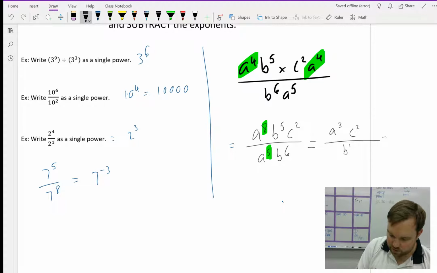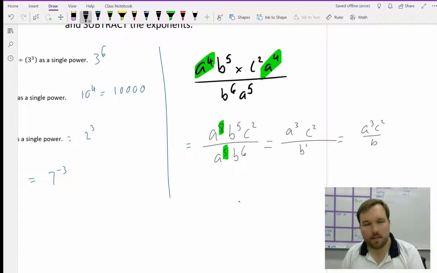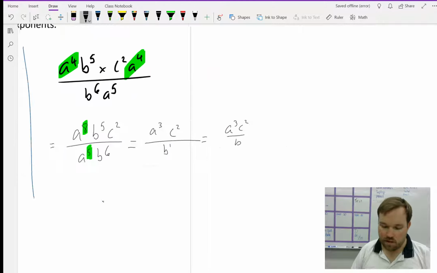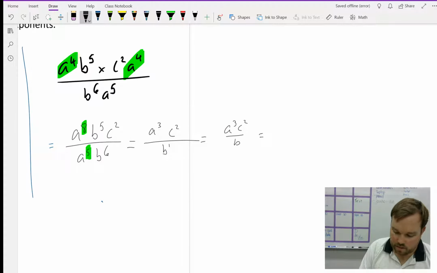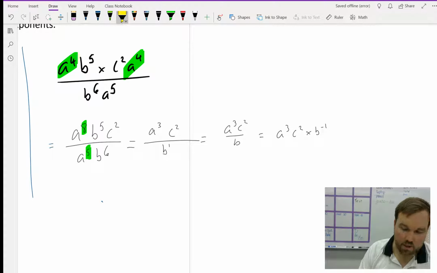So the neatest answer we could expect here is a to the 3, c to the 2 on b. And that would be as good as we could get. If you wanted to, you could write it like this: a to the 3, c to the 2 times b to the negative 1. You'll notice later on when we talk about negative powers, b to the 1 down the bottom is the same as b to the negative 1 multiplied.